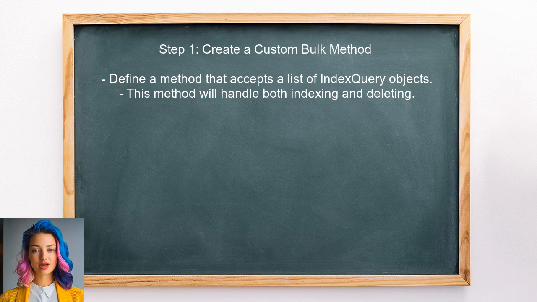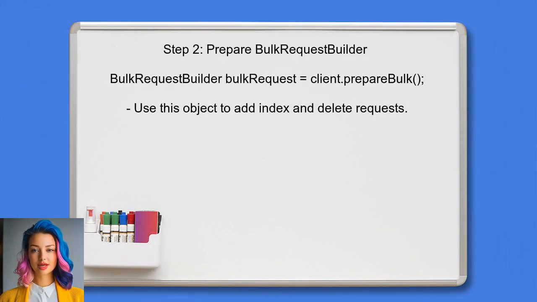To begin addressing the user's question, we need to create a custom method that can handle both indexing and deleting documents in a single bulk operation. Next, the user should prepare a bulk request builder. This will allow us to add both index and delete requests to the same bulk operation.